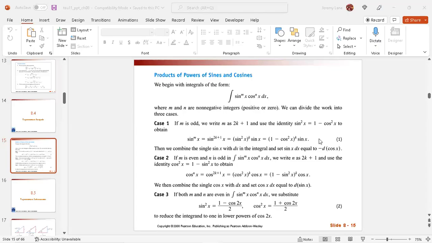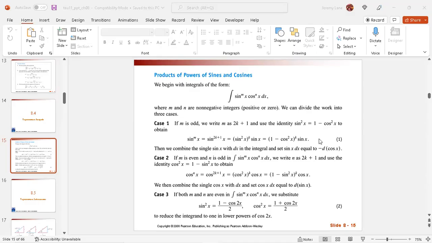Hello and welcome to a brief demonstration on how to do trigonometric integrals. We open with the most popular format, and that is the product of powers of sines and cosines. So here we're going to practice integrating sine of x to some power times cosine of x to some power dx, where m and n are non-negative integers in this case. We can divide this up into three separate cases.